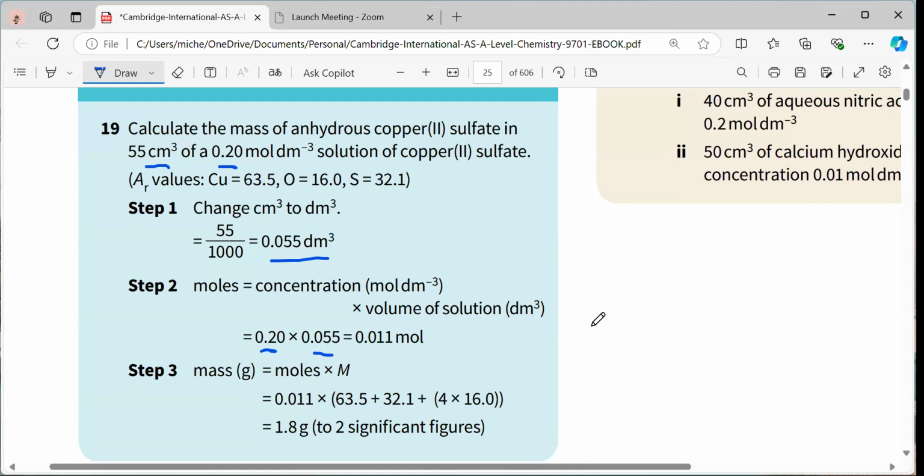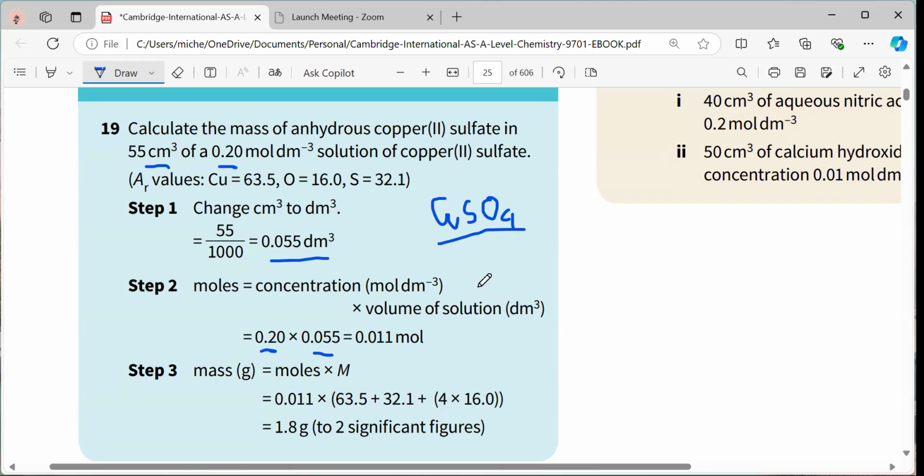Okay, what is this again? Copper sulfate. Oh, copper(II) sulfate. Okay, copper(II) sulfate. So this is what the compound will look like. So we have copper right here.